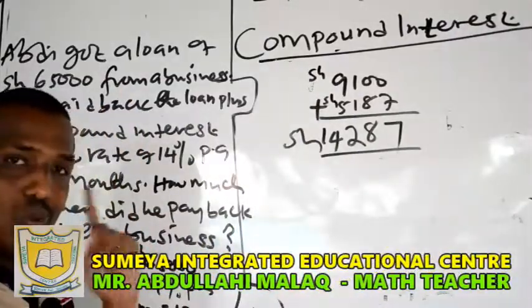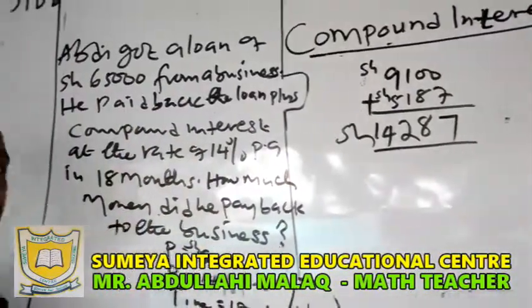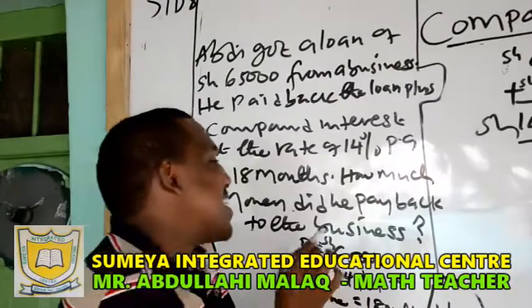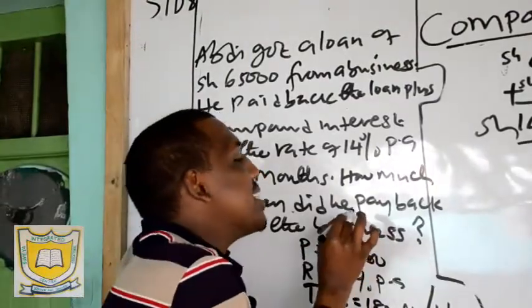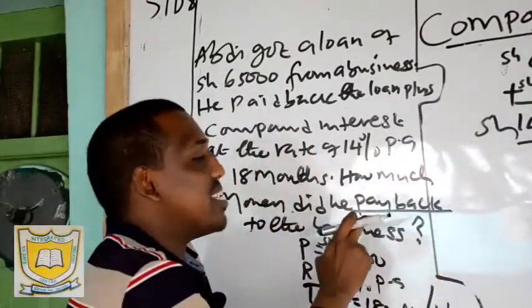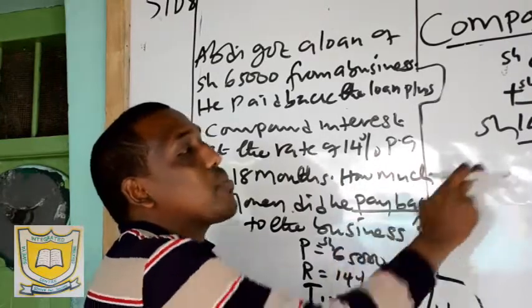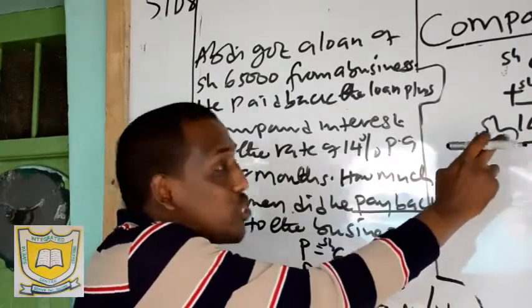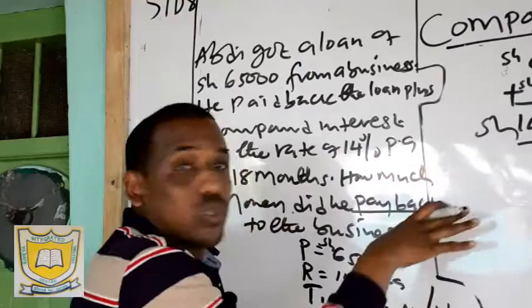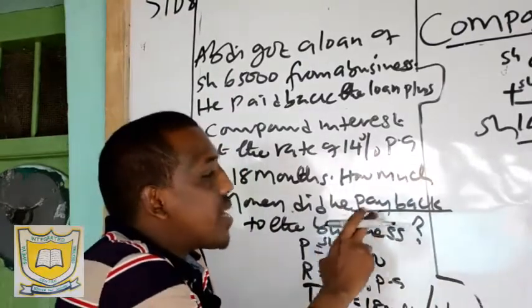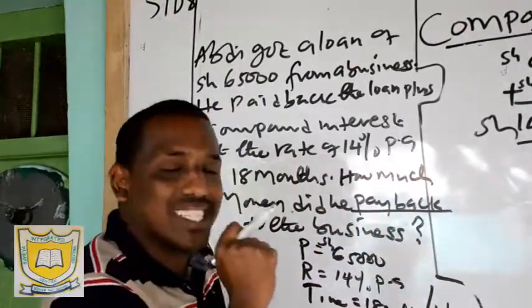But let us go back to the question. I said always go back to the question. They said, how much did he pay back? How much did he pay back? This is what they are testing. In an exam, you might find this answer in multiple choices, especially in choice A, so that you scramble to the answer. It's very wrong. So how much did he pay back? What they're asking is the amount now.